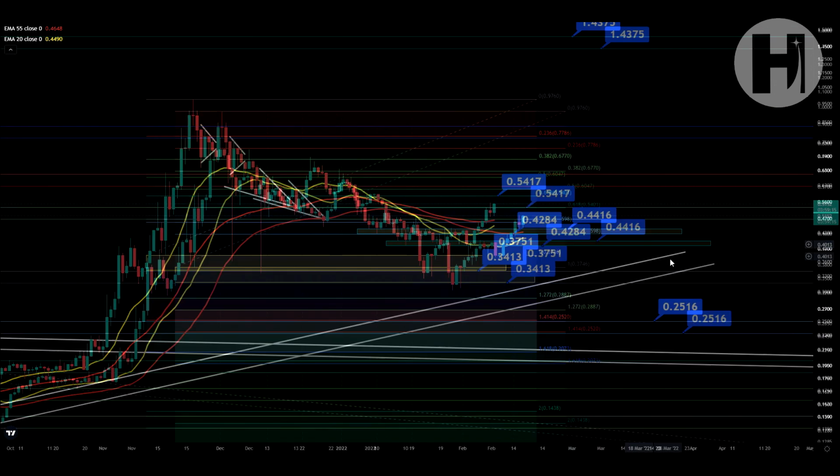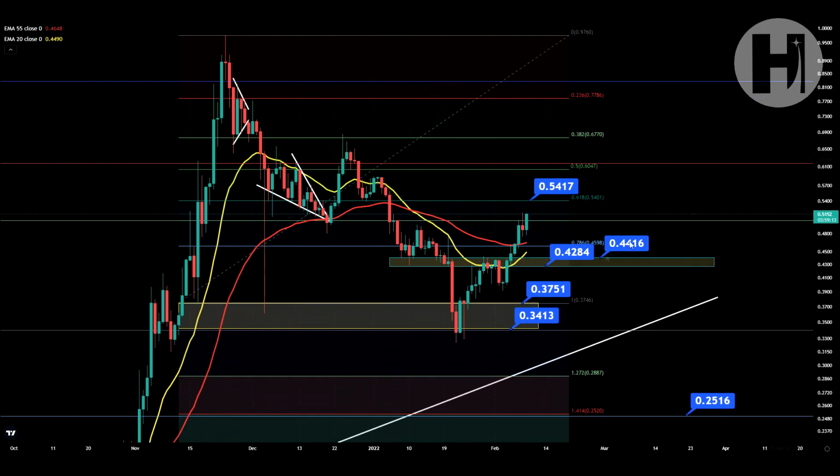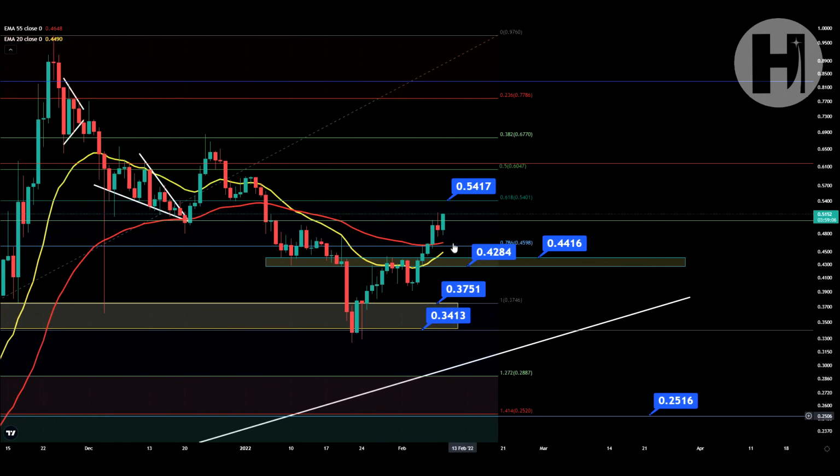Next up, I want you to pay attention to the 20 EMA, which is the yellow line over here, and the red line, which is the 55 EMA. So we're having a bullish cross right now. Well, we're not having it yet, but it seems in a couple of days we will have that bullish cross, which is when the 20 will cross above the 55. That will give you your buy signal, your uptrend confirmation. So that will be a very bullish thing indeed.